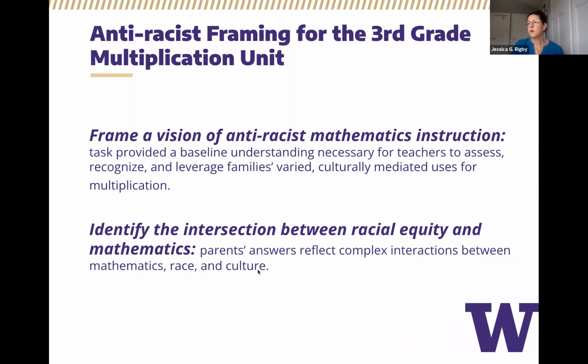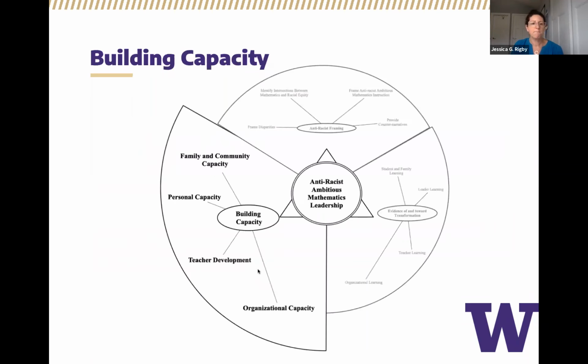Great. So if framing is how the leaders are talking about anti-racist mathematics and the teaching and learning around that, building capacity are the actions that they're doing to engender that to happen.